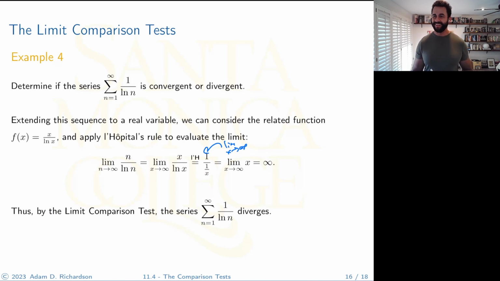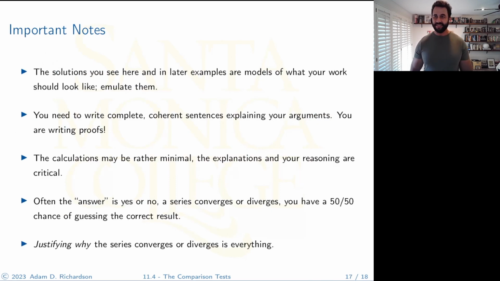And that's how this goes. So, yes, that's how these things go. All right, so last but not least, some important notes. Now we've seen how to use these different comparison tests. We're going to get a few more tests in the next couple sections. But I want to be very clear about this. The solutions that you see here and in later examples are models of what your work should look like. Emulate them. I want to be very, very clear about that: you should be trying to make your work look like the solutions you see on these slides, and the solutions that you see in the book and in the activity solutions. That is the goal. So write complete sentences, all of that stuff.